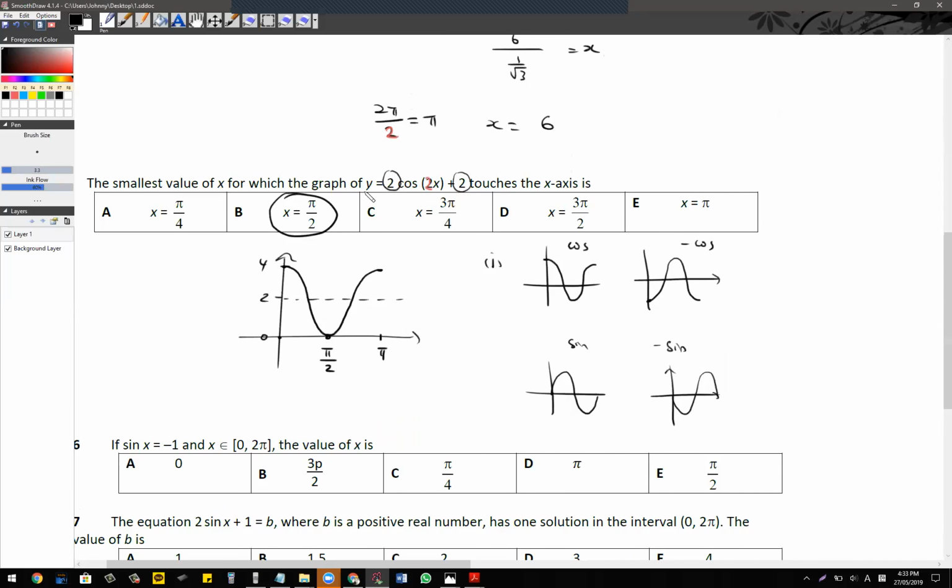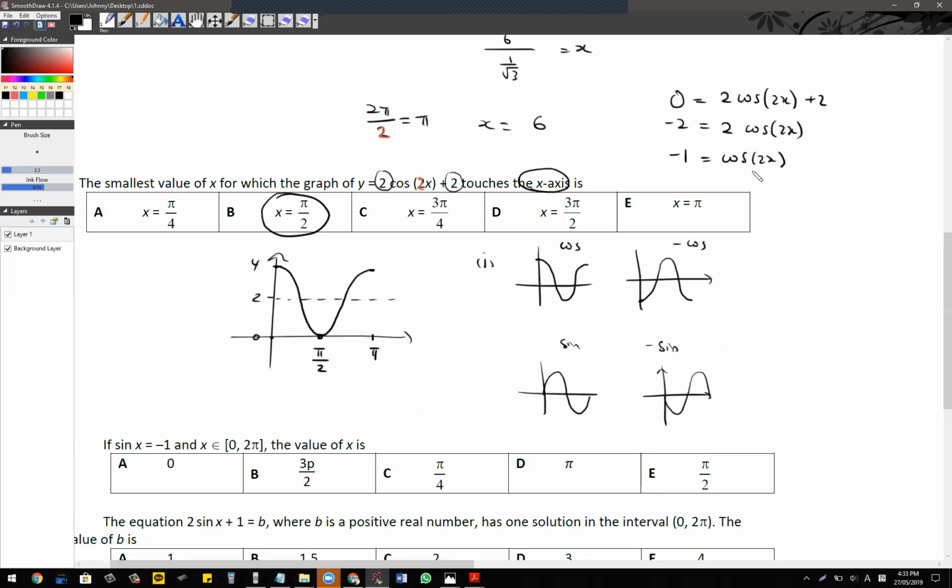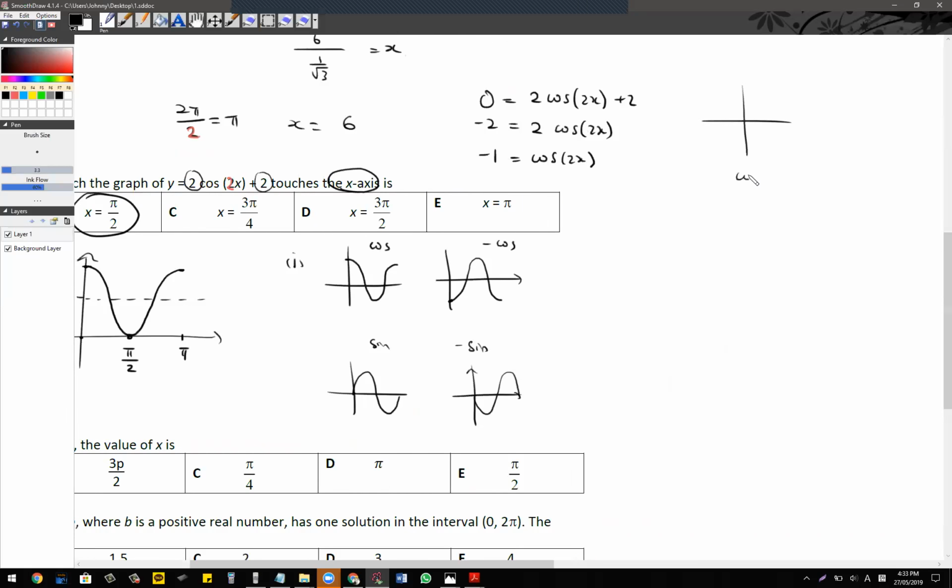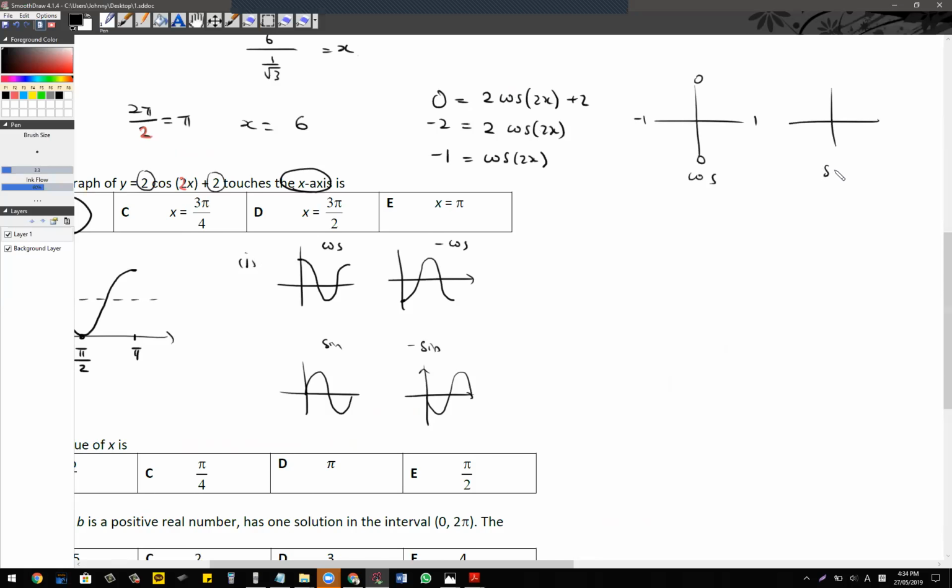Another way is you can solve this trig equation by plugging in y equals 0, because when it touches the x-axis, that's where y equals 0, isn't it? So 0 equals 2 cos 2x plus 2. Then you move that 2 over there, and then you divide by 2, then you get negative 1 equals cos 2x. And then you know, for cosine, when does cosine equal negative 1? So you get 1, negative 1, 0, 0. Remember this stuff? And for sine, you have 1, negative 1, 1, 0, 0.